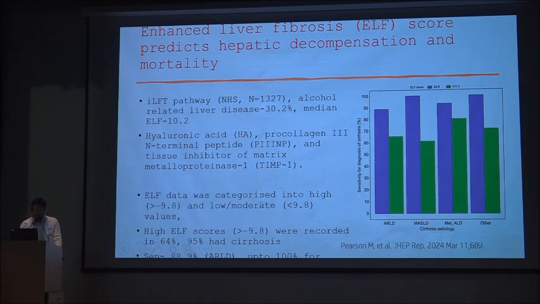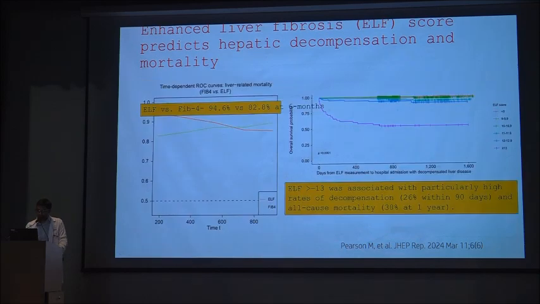The ELF data was categorized into more than 9.8 and less than 9.8. High ELF was seen in around 64%, with 95% correctly classified as having cirrhosis. Even in alcohol-related liver disease, around 88.9%, or nearly 90%, of the patients were correctly labeled as having cirrhosis based on this non-invasive testing. When they studied ELF with FIB4, it fared considerably better as compared to FIB4 alone.